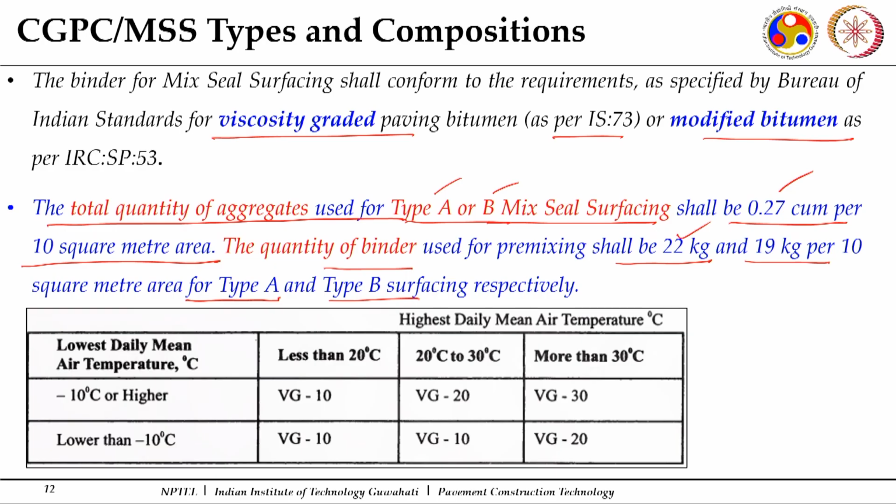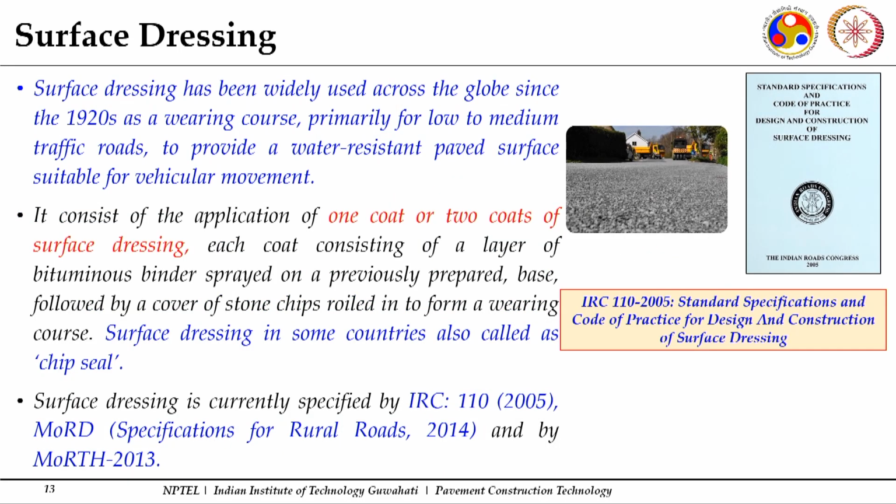And the grade of the binder can be selected on the basis of this table given by MORD specifications for rural roads: for what regions you can select VG10 binder, for what regions you can select VG20 binder, for what regions you can select VG30 binder. So depending upon the maximum daily air temperature, you can work out the grade of binder for this closed graded premix carpet.